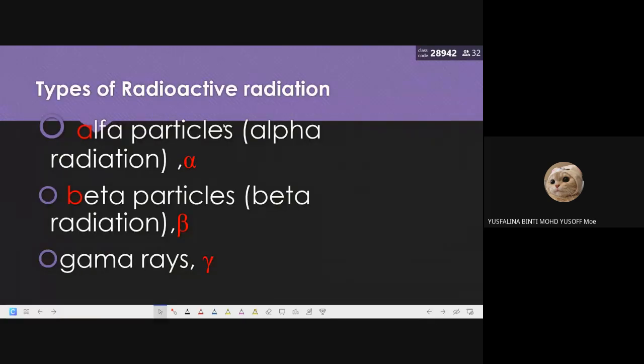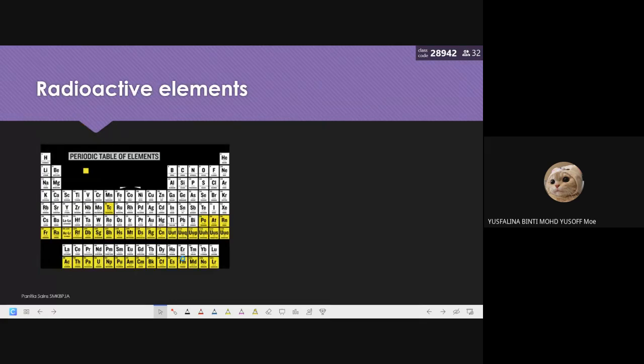There are three types of radiation: alpha, beta and gamma. This is the symbol for alpha, beta and gamma. Alpha is positive, and beta is negative because it's an electron. Alpha has a positive charge, 4-2, and it's actually helium. Gamma has no charge, it's neutral. These are the radioactive elements. You can see the yellow one, polonium, and radon. This is the example.